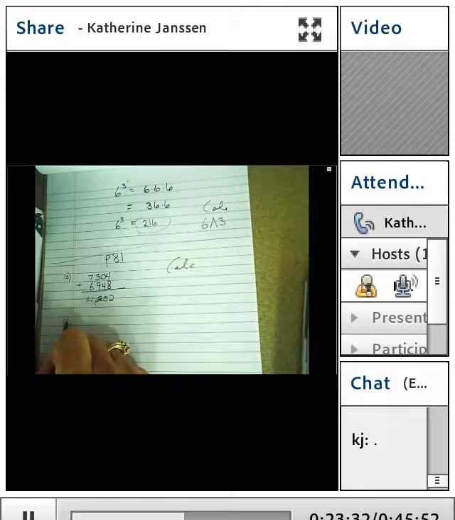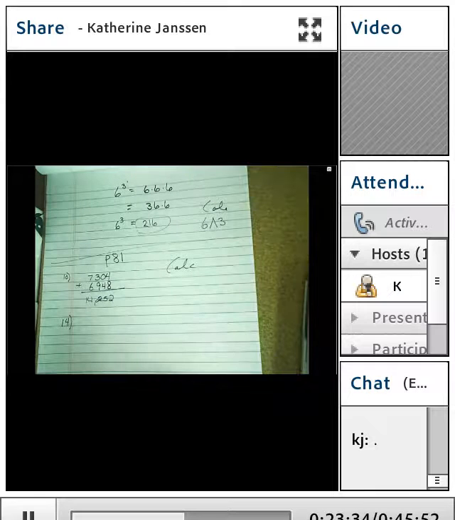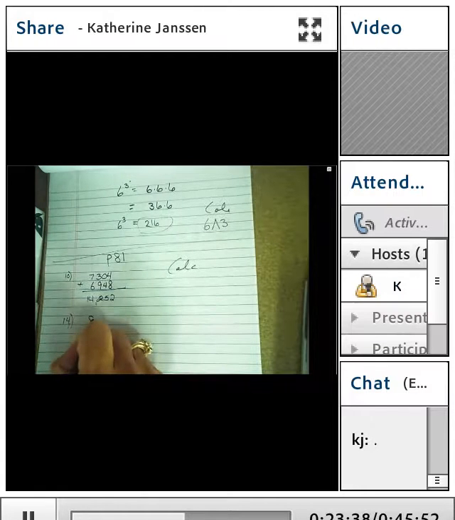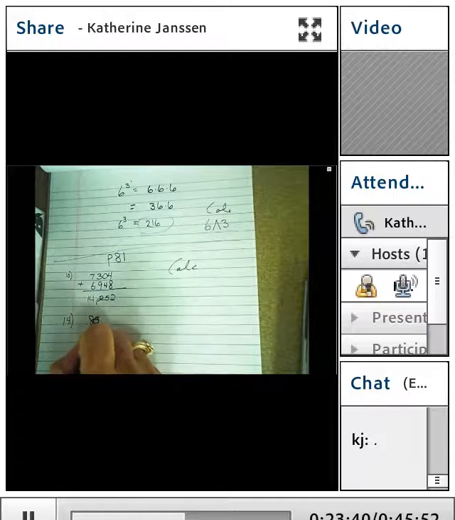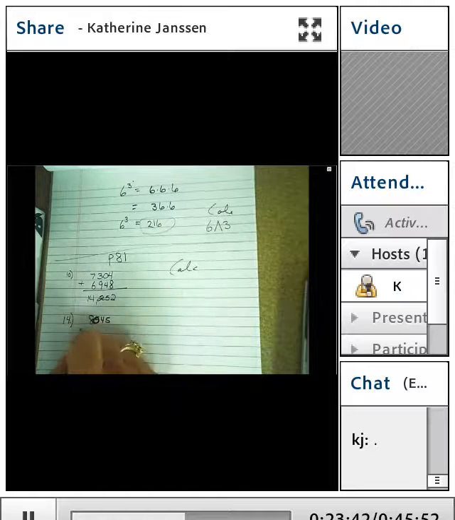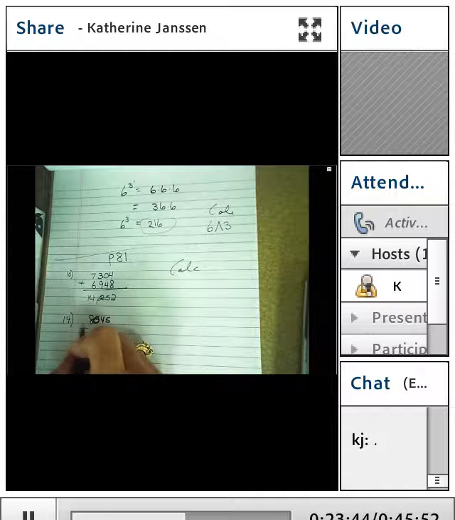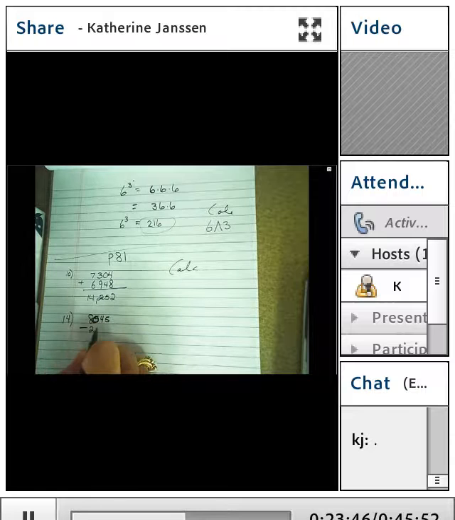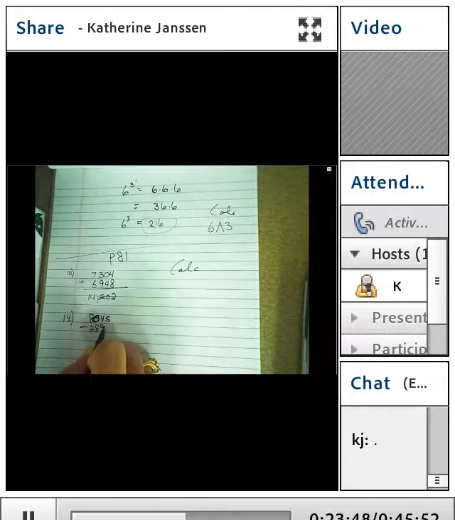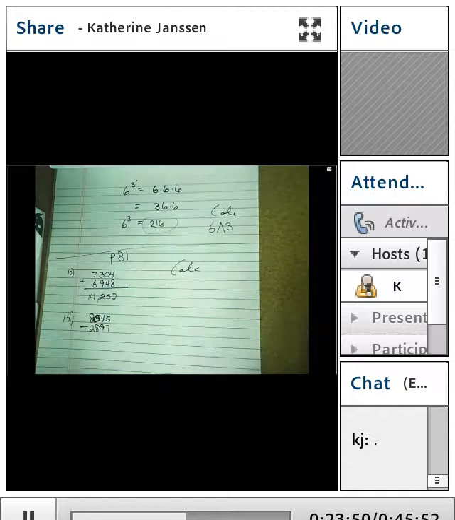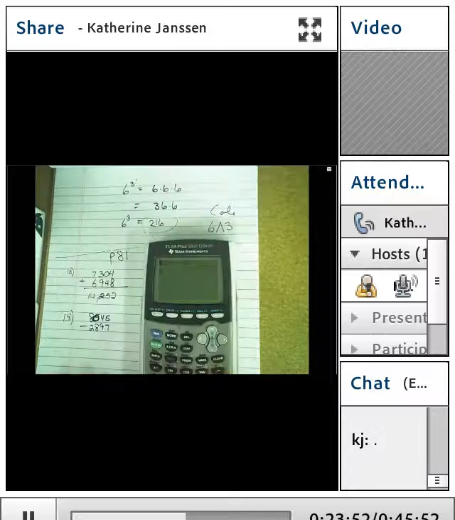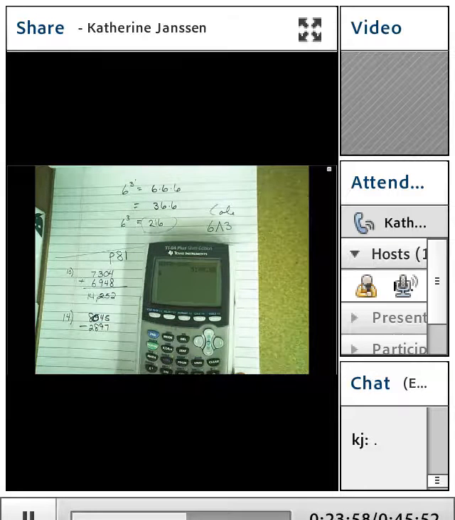Number 14 on page 81. We're supposed to subtract 8,045 minus 2,897. With the calculator, 8,045 subtract 2,897, and we get 5,148.